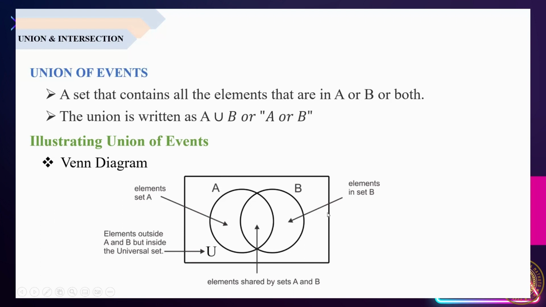Always remember that elements should not be written repeatedly. So if there are possible events found in set A and also in set B, we will write that as one. We cannot repeat the writing of possible events that are in set A and in set B.